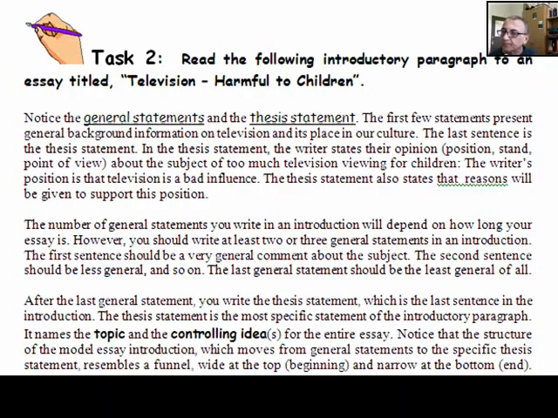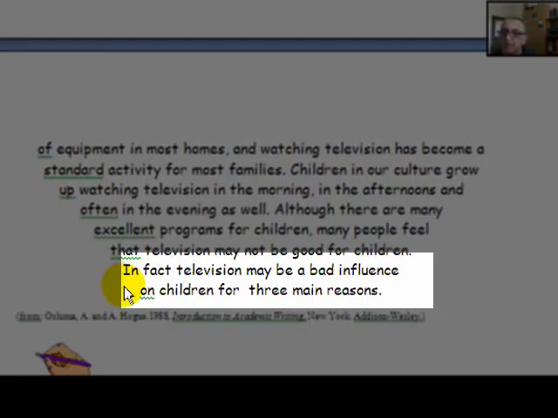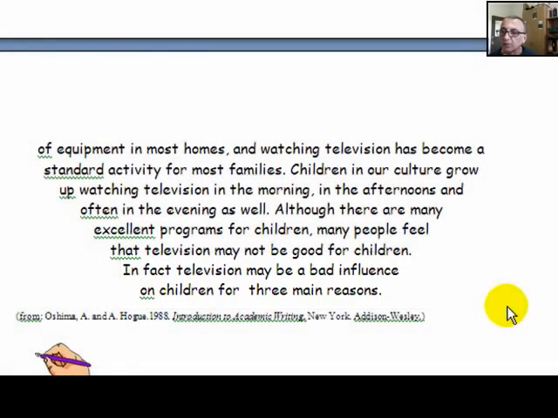Here it is. Okay, so you can see at the beginning it's very wide, and as you move through the introductory paragraph, the statements become more and more specific, more and more focused, until you finally get to the thesis statement, which is the most specific or the most focused part of the entire introductory paragraph.